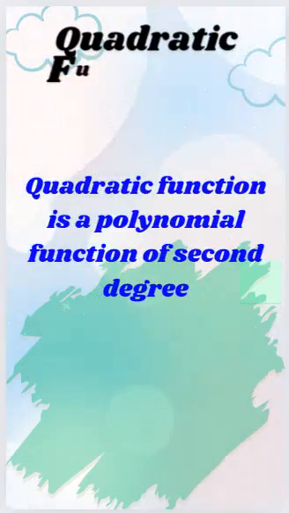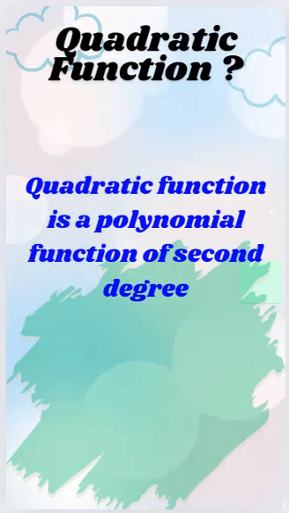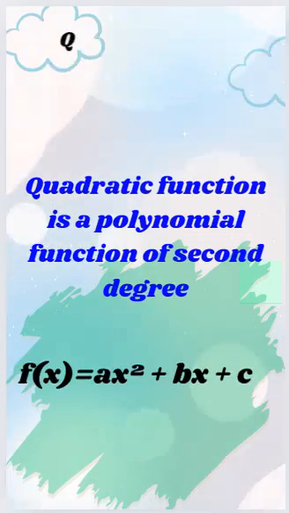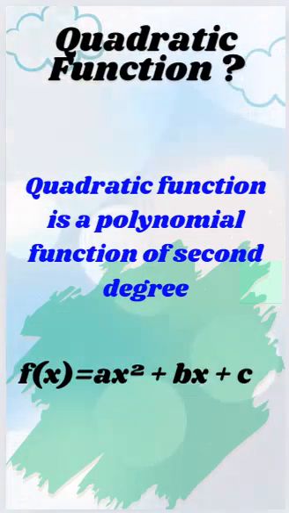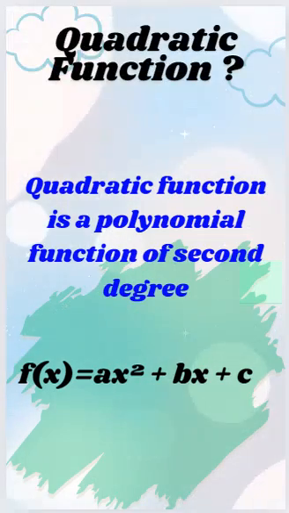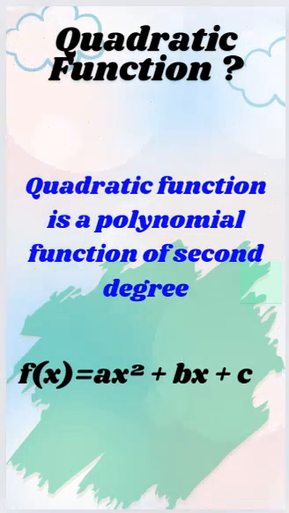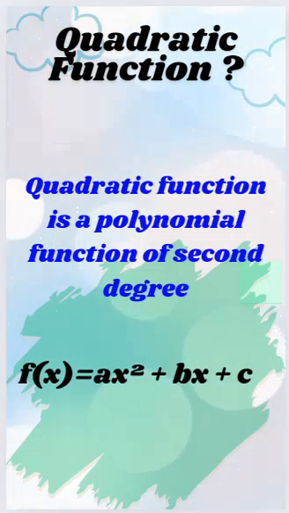What is a quadratic function? A quadratic function is a polynomial function of second degree. It is expressed in the standard form ax square plus bx plus c. x is called the independent input variable. a, b and c are called coefficients, which are real, and a is not equal to 0.